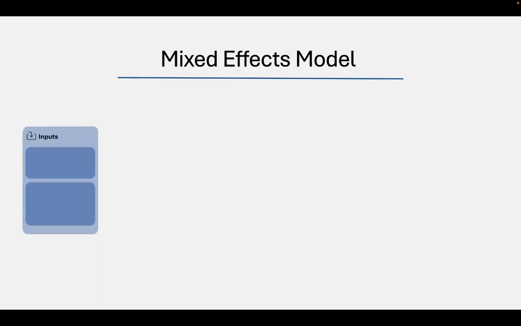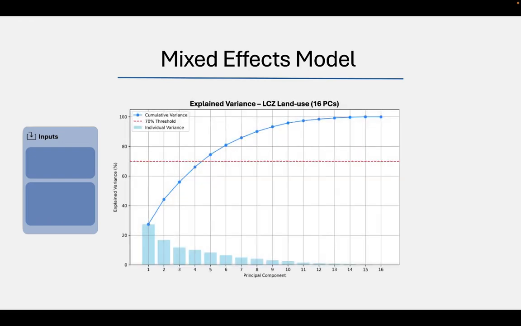Now, looking into our inputs. First, from the PCA of land use composition, we had 16 principal components. To reduce complexity, we selected the top 5 principal components, chosen because they together explained over 70% of the variance in the land cover data. You can see from the graph here that the cumulative variance reaches 70% at the 5th principal component.